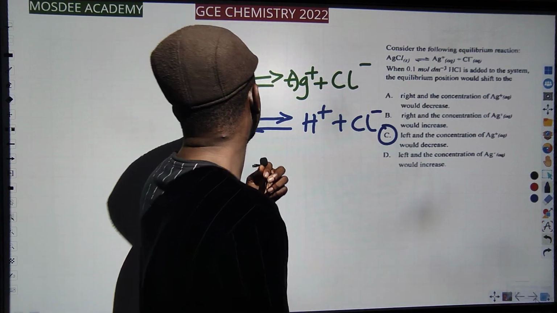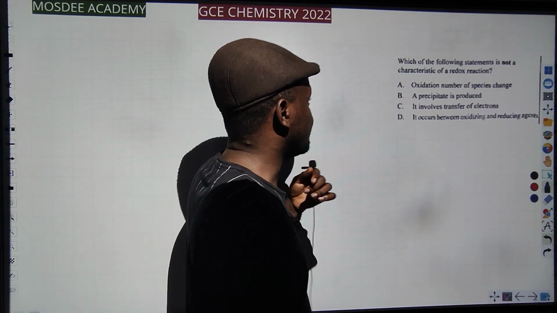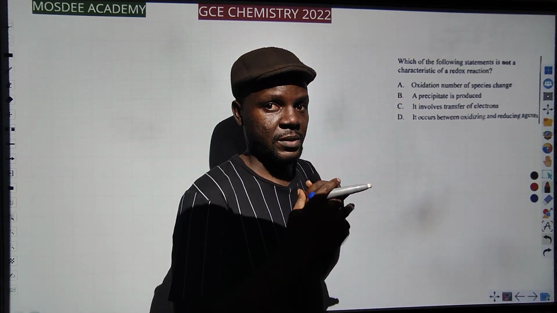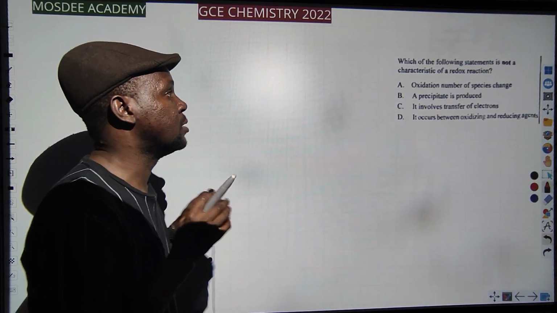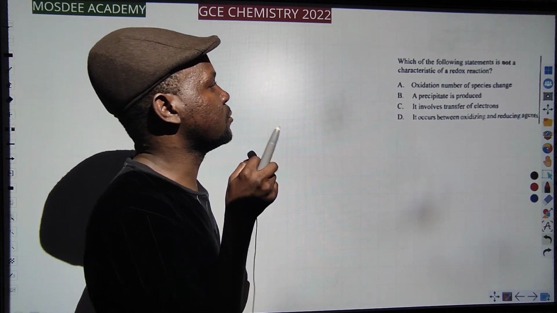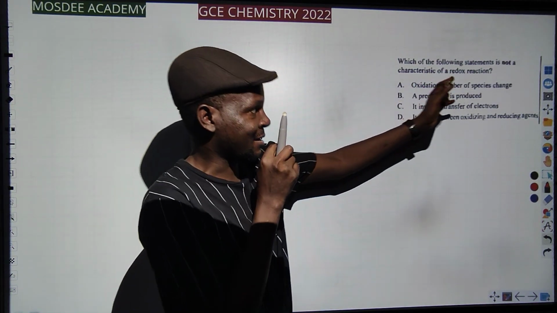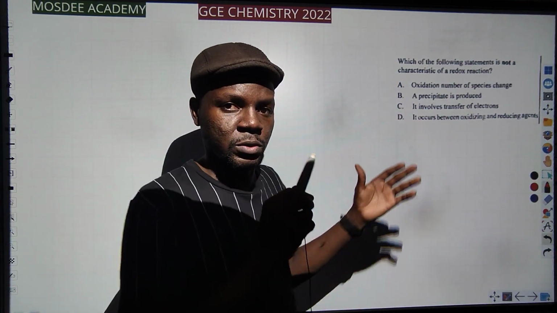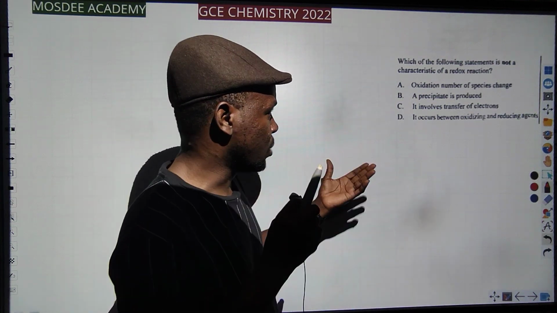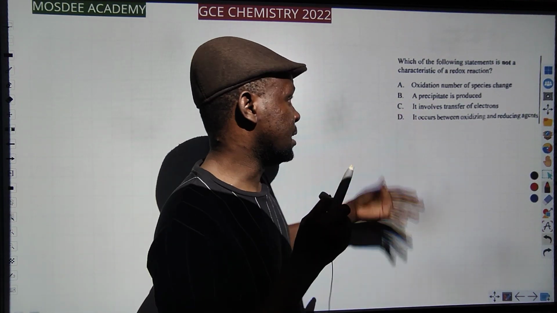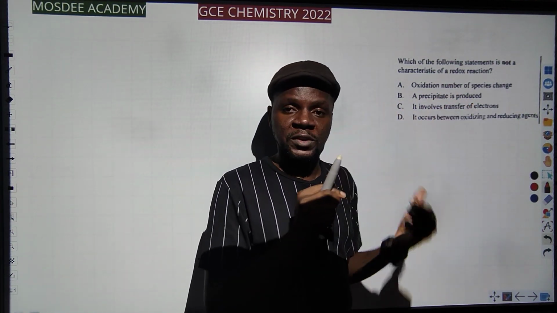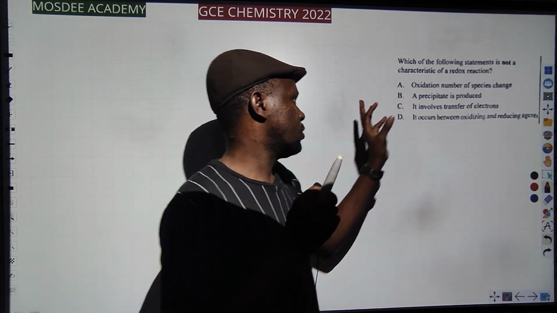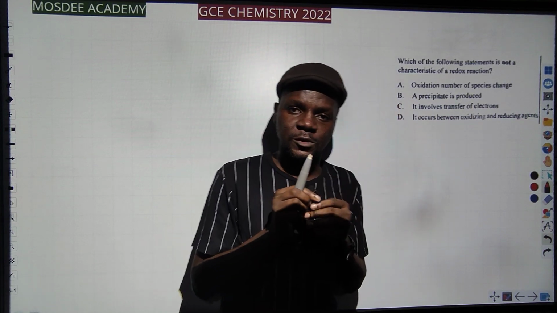The next one, admin. So thank you, admin. I think this is a straight statement that does not require us to waste time. As you can see, the question here is: which of the following statements is not a characteristic of a redox reaction? Now, redox reaction, which we know, is reduction and oxidation. So let's quickly divide and conquer. Oxidation number of the species changes. Yes. Redox, oxidation, reduction. That is correct. A precipitate is produced.